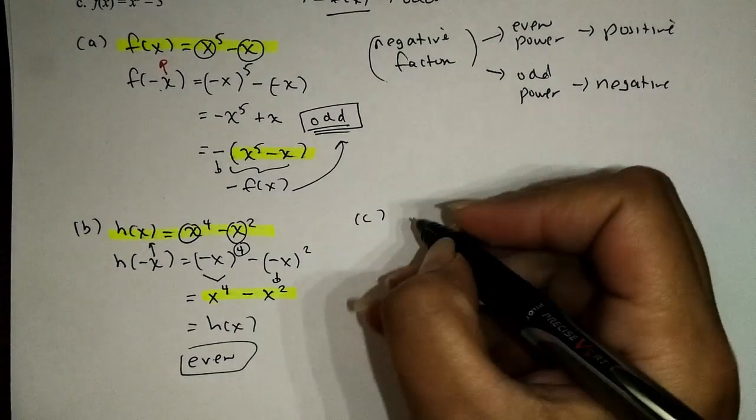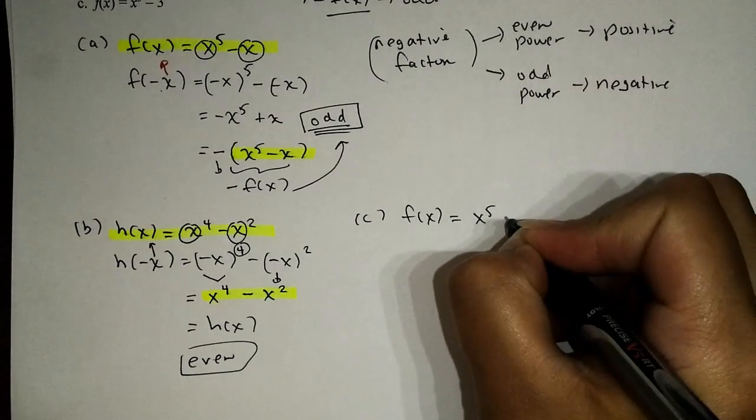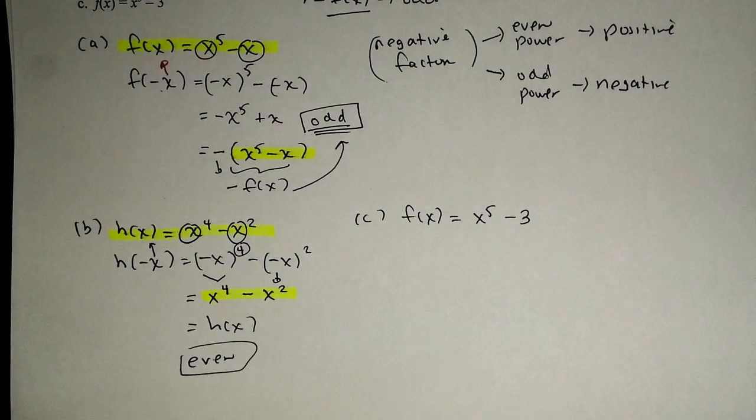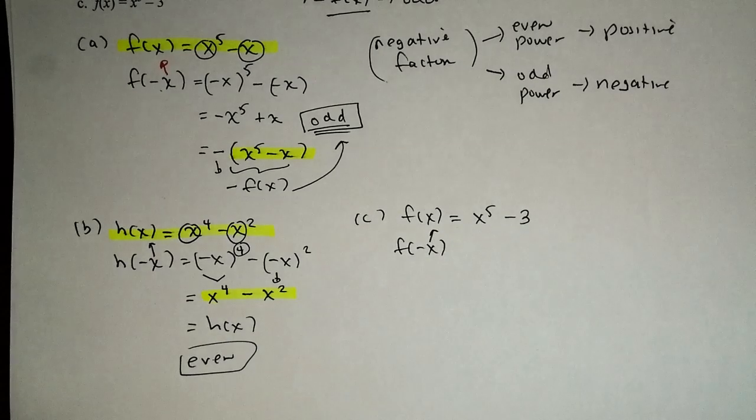All right, for the grand finale before we take a quick break. So problem C, we have f of x is equal to x to the 5th minus 3. And then same speech: is this function even, odd, or neither? So let's go ahead and find f of negative x. So we will substitute a negative x for the input x.